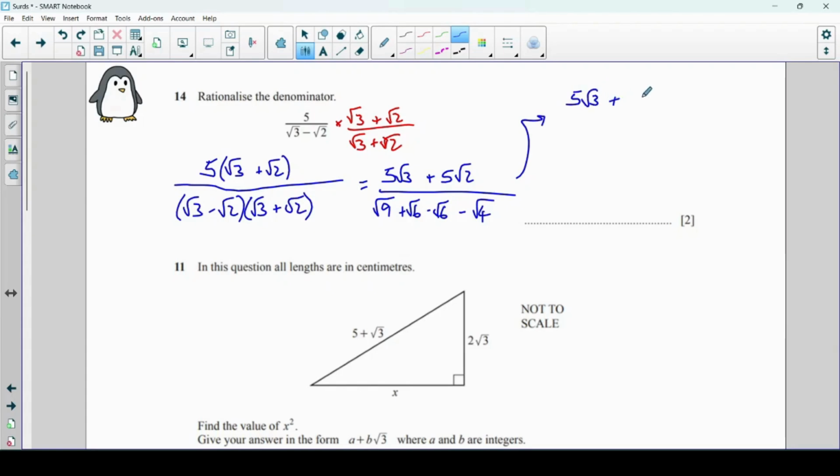So still on the top, 5 root 3 plus 5 root 2. On the bottom, well, those two middle terms cancel out as always. Square root of 9 is 3. Square root of 4 is 2, so that's minus 2. So on the bottom we just get 1, so we've got 5 root 3 plus 5 root 2 over 1. So we're just going to write 5 root 3 plus 5 root 2.